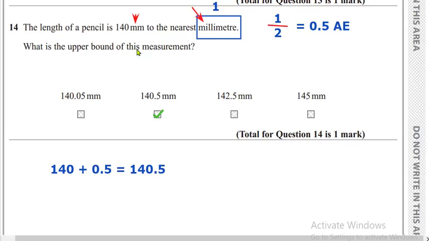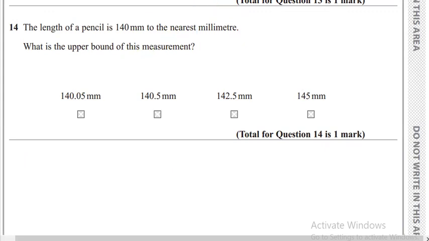So focus on these questions. Make sure that you study the videos. If you don't understand the lessons, go back to other videos and you will understand it more. And this is how you answer a question like this. Now, let's move on to the next question.